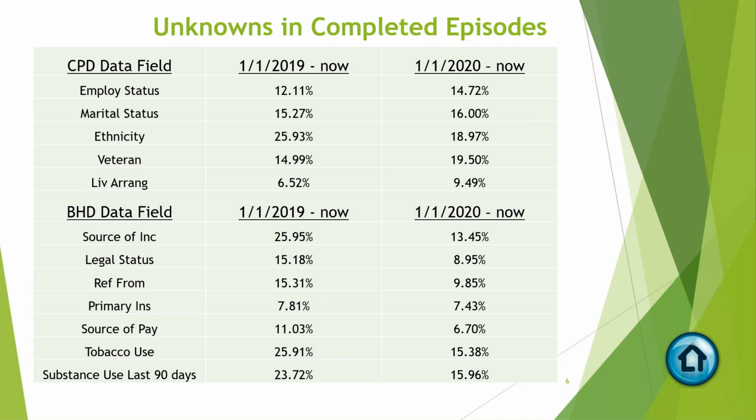So what you see on your screen now is a calculation of unknown values in completed episodes. The 2019 column is from a previous webinar, and the 2020 column is more current data. We understand that sometimes you just simply don't have the information that MOTS is asking for, which is why some of those fields do have the option of selecting unknown.